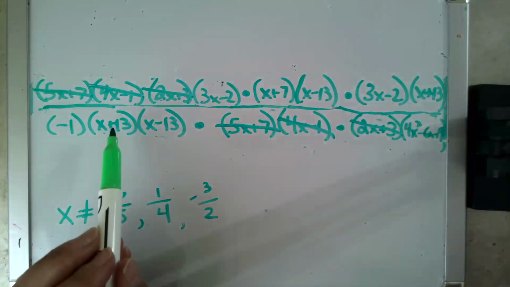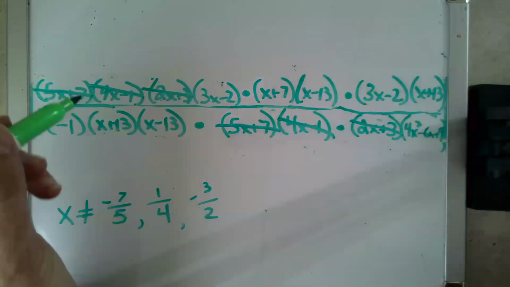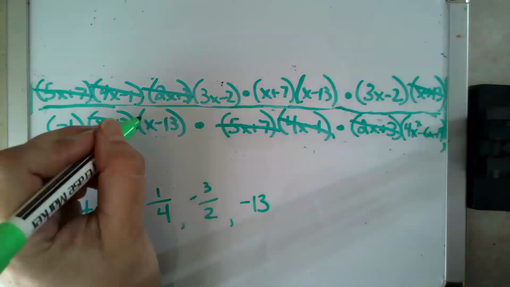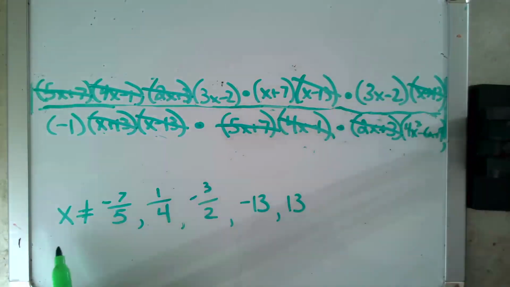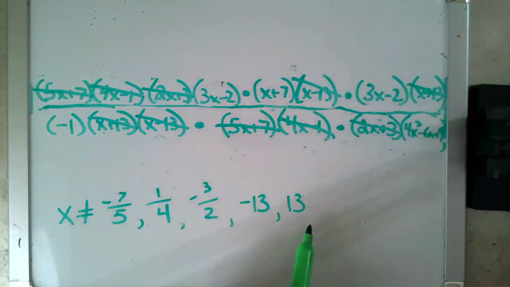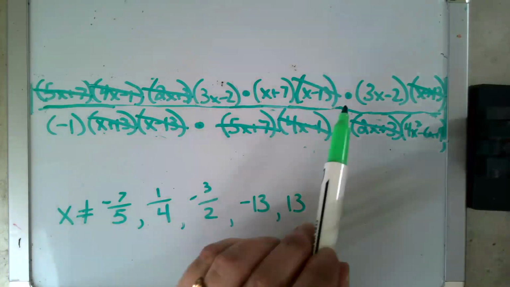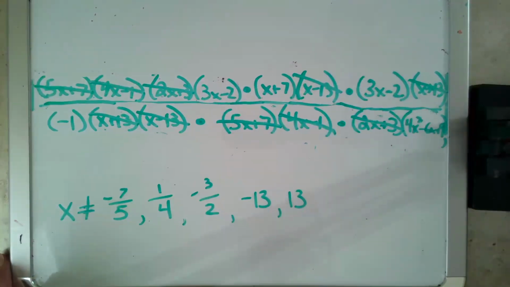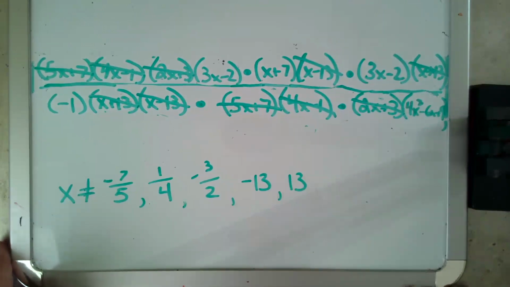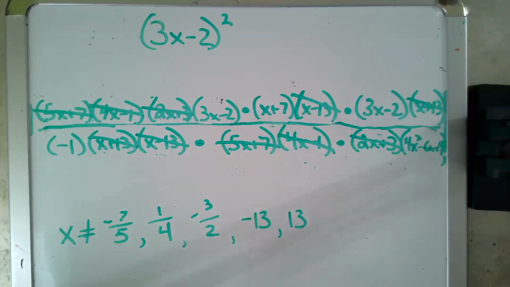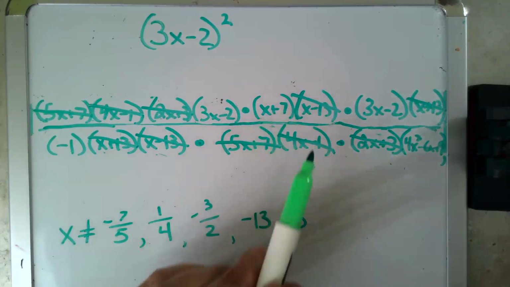I see an x plus 13 and an x plus 13. I see an x minus 13 and an x minus 13. Okay, these are all the things x can't be because that would put a 0 on the bottom of the function. Now I'm going to put back together what I have left. On the top, I have a 3x minus 2 and a 3x minus 2. That does not make two 3x minus 2s. That makes 3x minus 2 squared. And I have an x plus 7.